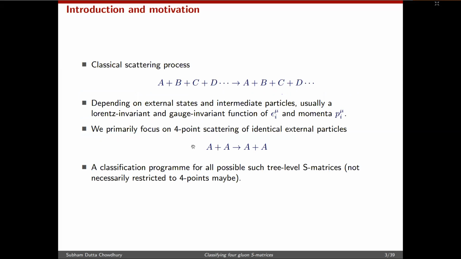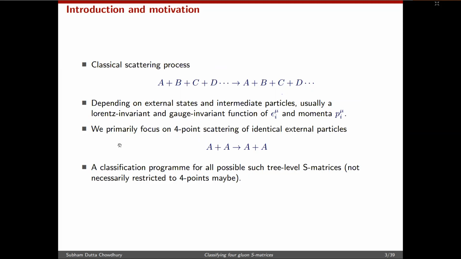So what am I going to tell you guys now? In this talk, I'll be interested in mostly classical tree-level scattering amplitudes of this form. You guys can see my cursor, right? Yes. Of this form, you have several incoming particle elastic scattering processes, all right? And in general, depending on external states and intermediate particles, these are usually Lorentz invariant and gauge invariant functions of the polarization tensor as well as the momenta.